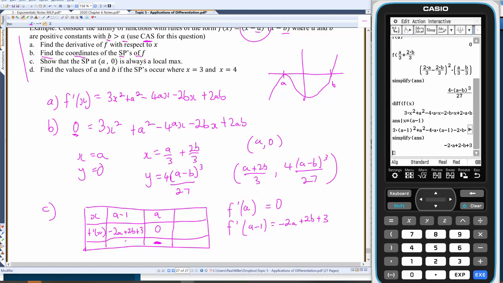Now, I know that that's a positive number. How do I know that? So here's what I'm going to say in my attempt to show. Negative 2A is always going to be less than 2B, as B is greater than A. So that was what was put into the question. B is greater than A. So I know that this is absolutely going to be the case.